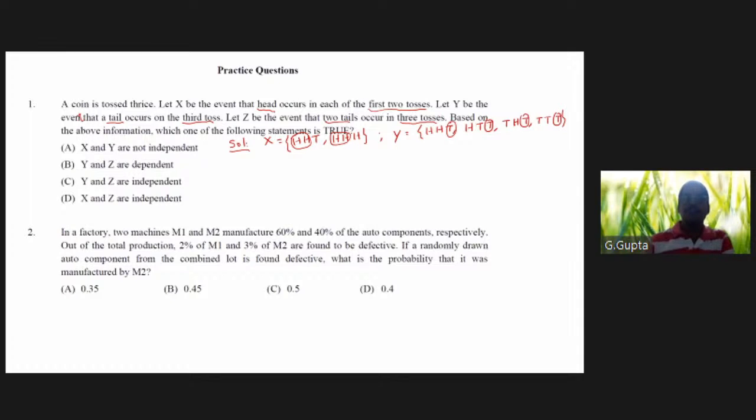Like that, Z: two tails occur in three tosses. That is any two tosses, two tails. So T, T, H; H, T, T; T, H, T. Any other? Three favorable outcomes. The total sample space outcomes are 2 cube, equal to 8. Please check.